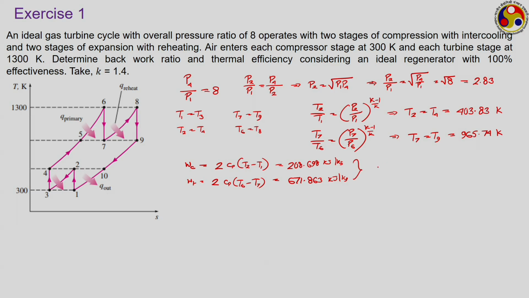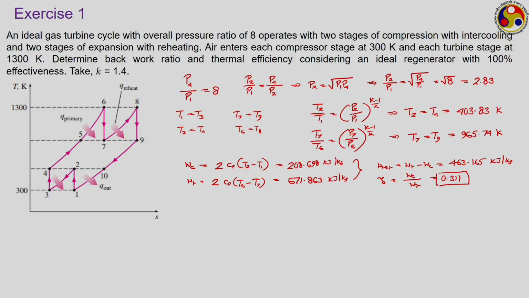Combining these two, we have net work output equal to the turbine work minus compression work, equal to 463.165. So, we have got the work output, and now the back work ratio RB should be equal to the compression work by the turbine work. Putting the numbers, it is equal to 0.311. The back work ratio remains the same, and work output also remains the same, despite the presence of the regenerator.